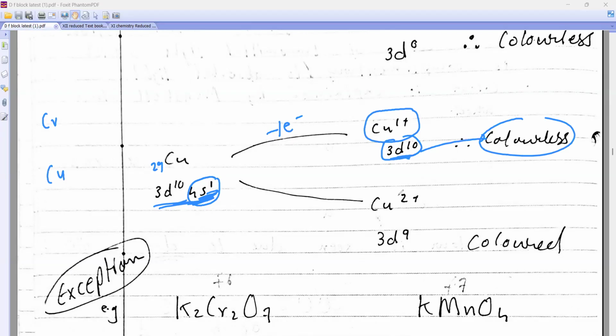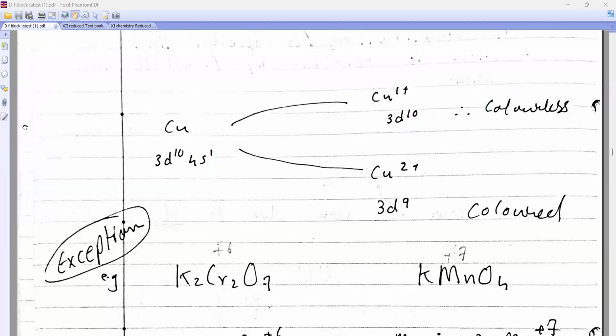Colorless. Suppose I give you Cu2+, then how many electrons will it lose? 2. Then one will be lost from S and one from D, so it is colored. Okay, so they will just give you iron and they will ask. Now what type of question will they ask?